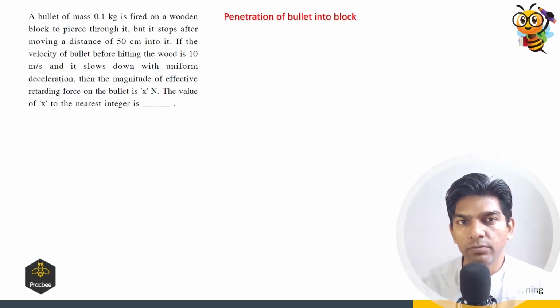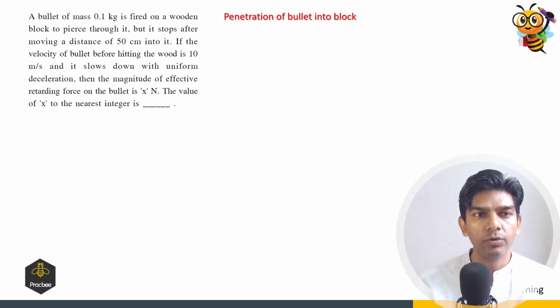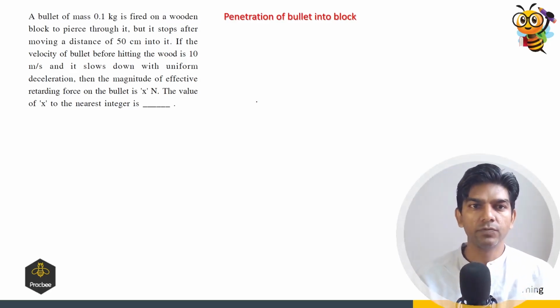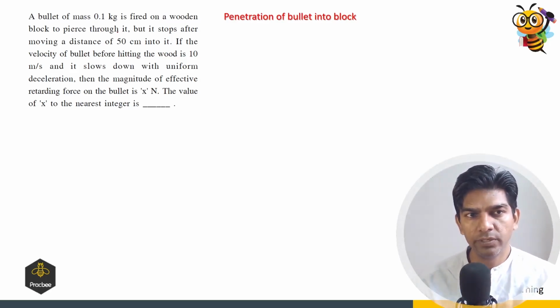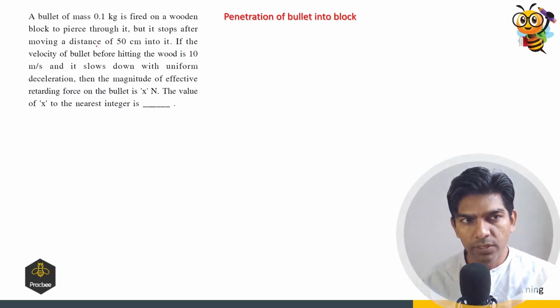Now let us see the next problem type, which is based on the penetration of a bullet in a block. A bullet of mass 0.1 kilogram is fired on a wooden block to pierce through it, but it stops after moving a distance of 50 centimeter into it.